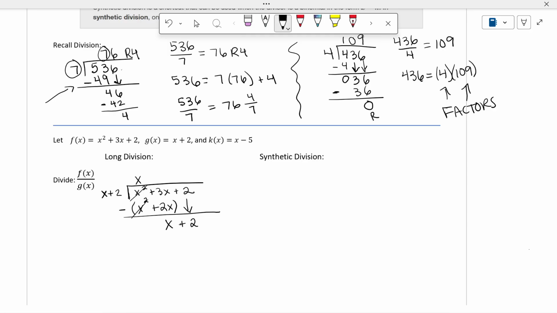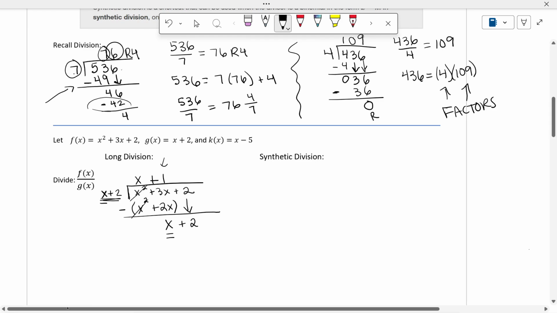And now I ask ourselves again, what do I need to multiply x by to get to x? Oh, just a plus 1, right? So now we do what we did before. Here we had a 6. We multiplied that by x, and we got our 42. So we're taking our positive 1, multiplying it by x plus 2, and we get x plus 2. And remember, we subtract these two lines. x minus x is gone. 2 minus 2 is also gone, meaning it divided nicely.